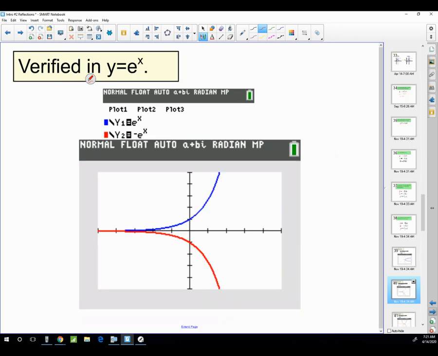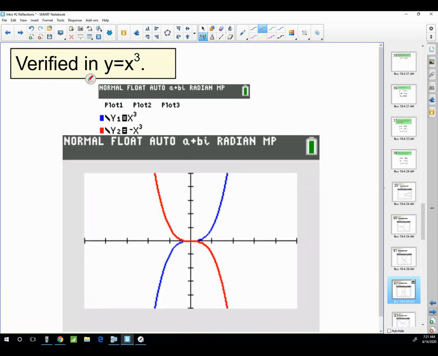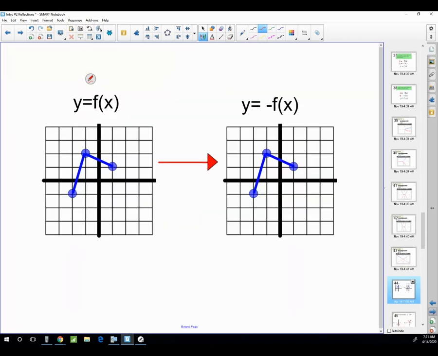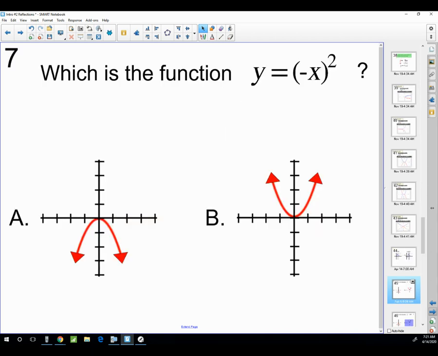And there's the e to the x function. There's x squared. So this time, when the negative is not with x, then it does change and it reflects over the x-axis. X cubed, absolute value. And then this function hadn't been reflected yet. So if we put a negative right here, then that reflects over the x-axis or vertically. Again, to reflect vertically, you have to have something horizontal that's stationary to reflect over.